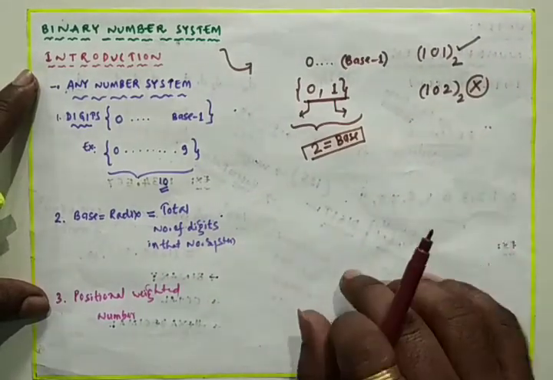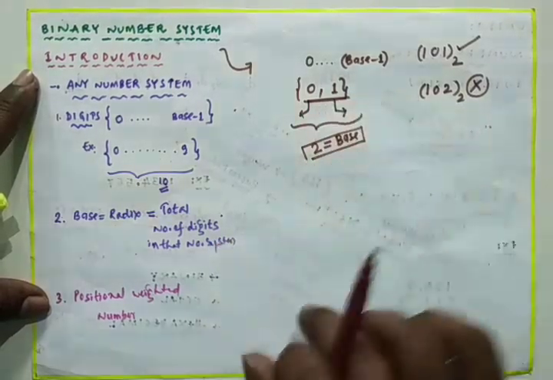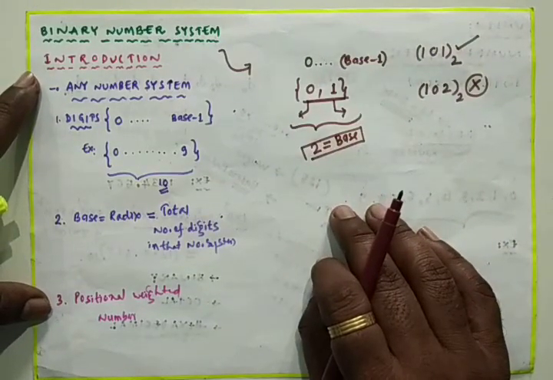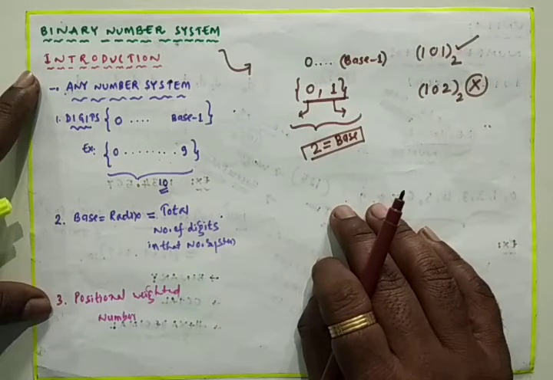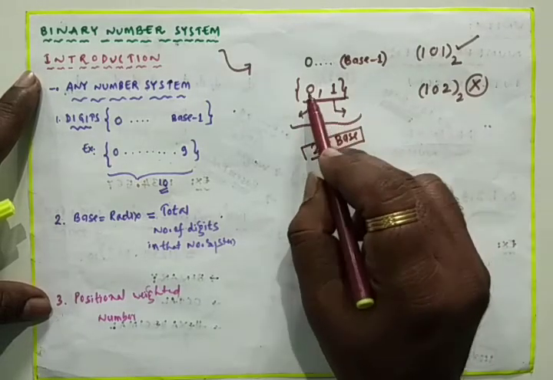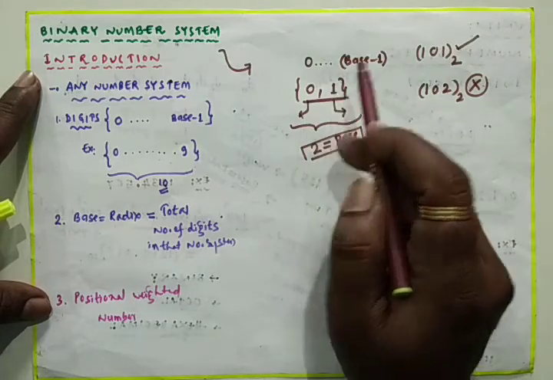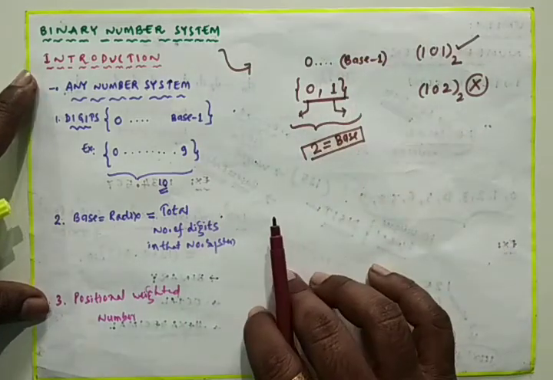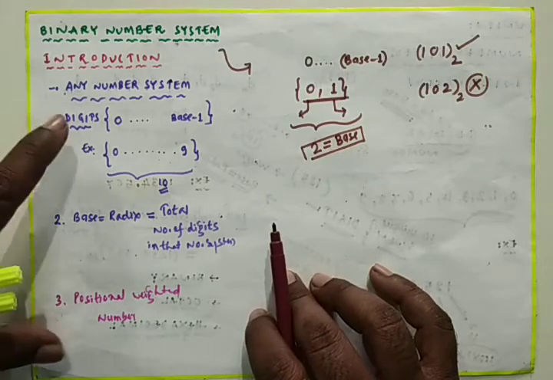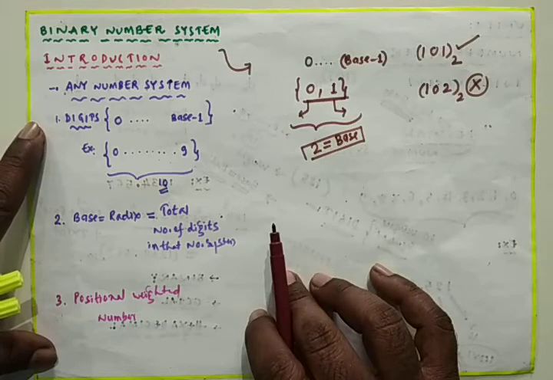The binary number system is a number system in which we can have only zeros and ones. Any number in the binary number system is a combination of 0 and 1 only, because that number system consists of only 2 digits, 0 and 1. The base of that number system is 2, so it is called the binary number system.